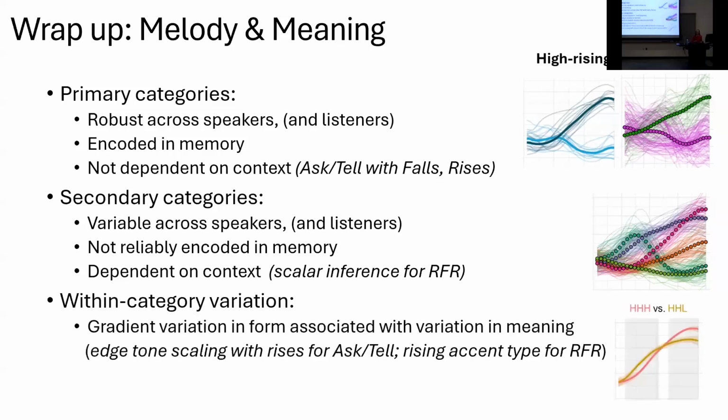And then we also have fine-grained variation, which is within-category, gradient variation in form that's associated with variation in meaning. We saw that in a little bit of the edge tone scaling effect with rises in the ask-tell experiment, and the little gradation in scalar inference rates with rise, fall, rise that depended on the shape of the rising accent. This distinction we also saw coming out in our GAM analyses of our production data.